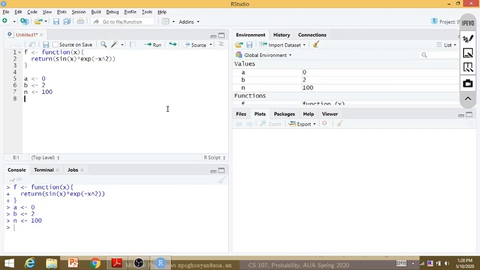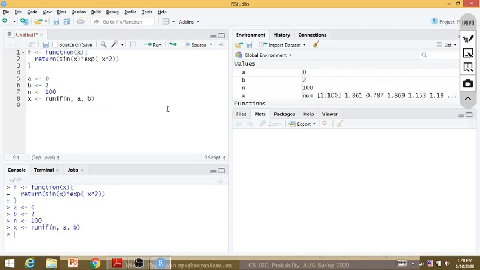Now I'm generating uniformly distributed random numbers from A to B, so runif. I want to have n numbers from A to B. Okay, I have some numbers from A to B. Now I just calculate the function value at that x. So this will give f at x1, f at x2, f at xn, etc.